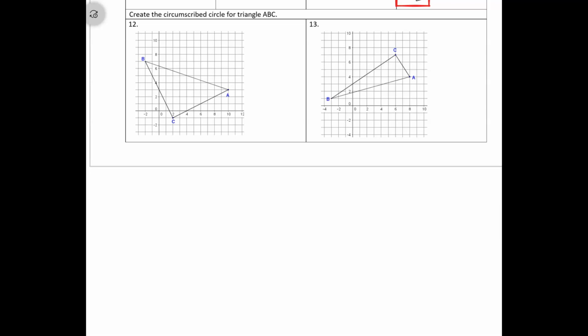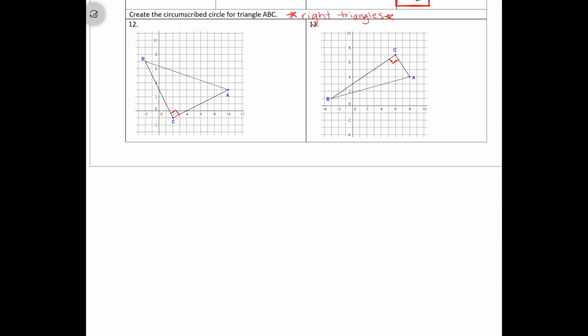Now for this last part of our notes, we are actually going to be creating the circumscribed circle for triangle ABC. Now the first thing I need for you to notice before we move on, 12 and 13, is that this is dealing with right triangles. How do we know they're right? Well, for one, we can see, but they have opposite reciprocal slopes, creating that right triangle.